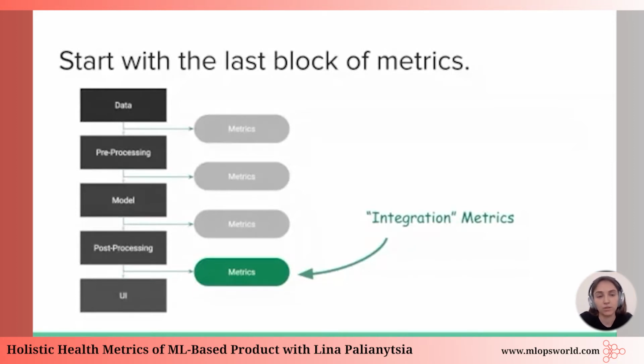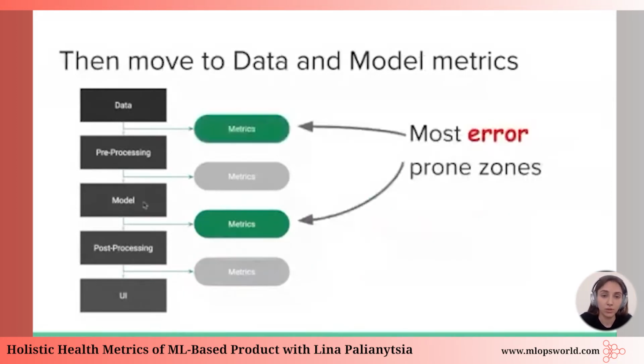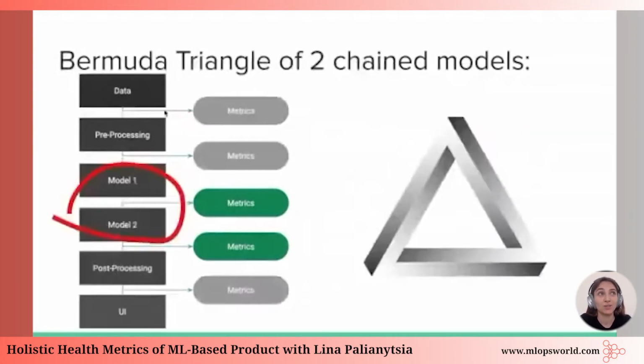And then I would recommend moving to data and model metrics, because these are the two most error-prone zones. In my experience, I had an application where like 80% of all errors were caused by problems in input data. Also, I wanted to mention separately the case when you have two or more models chained together, because for some reason they work like a Bermuda Triangle, and some strange things happen over there. So if you can, it's better to measure metrics after each of your models.